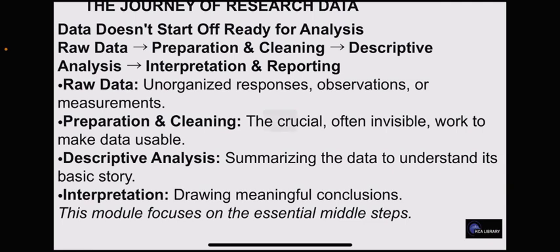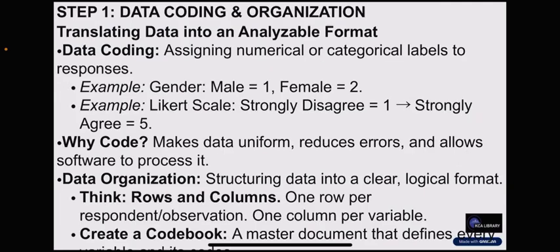We are talking about the journey of research data. Step 1 is data coding and organization. It has to do with translating data into an analyzable format. Data coding has to do with assigning numerical or categorical labels to responses. An example is gender, where male equals 1, female equals 2. Likert scale: strongly disagree equals 1, strongly agree equals 5.